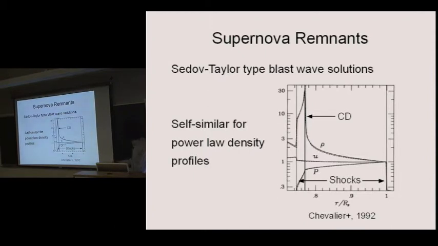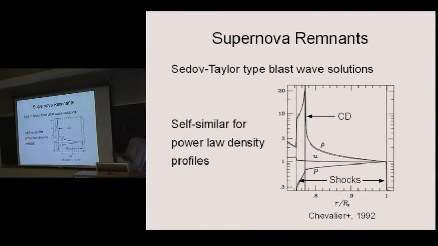And the really cool thing about this solution is that it's self-similar. When you normalize everything properly, if you normalize the lengths to the radius of the outer shock and all the other quantities appropriately, everything expands outward self-similarly. So R_s goes as t to the 2/5 power, and all the quantities, when normalized properly, look the exact same no matter what time you look at them.